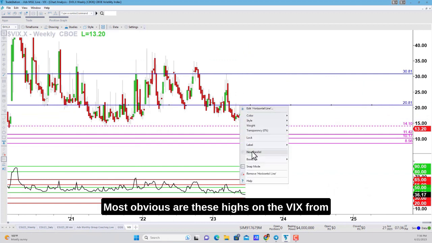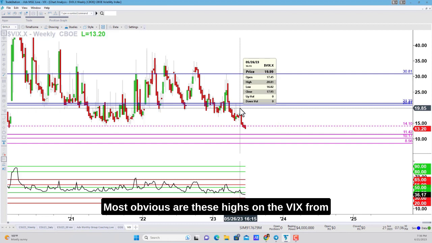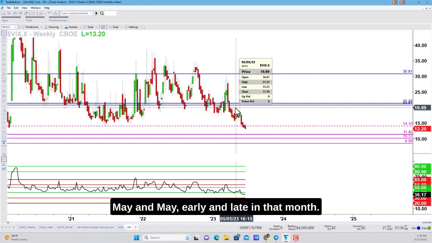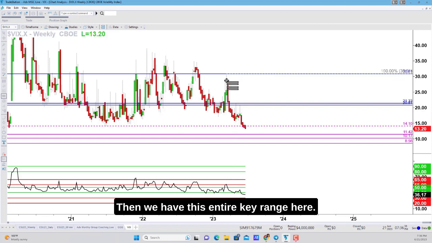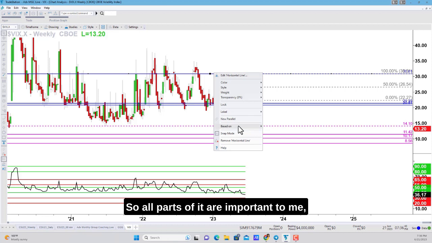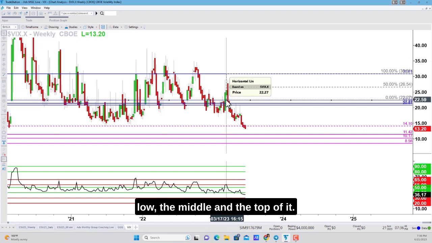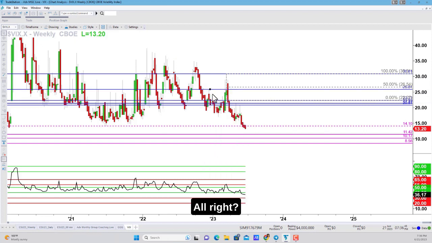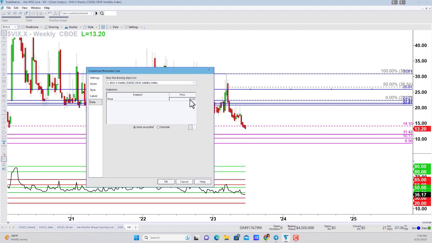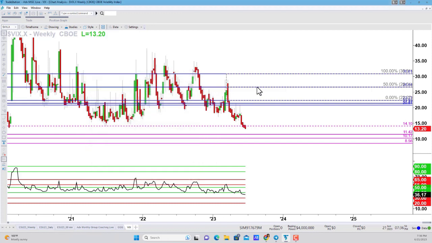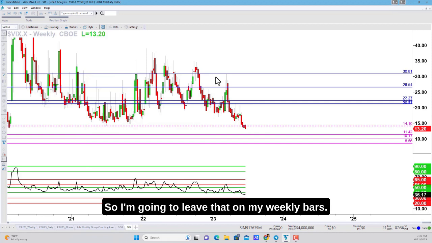Most obvious are these highs on the VIX from May, okay, early and late in that month. Then we have this entire key range here. So all parts of it are important to me. The low, the middle, and the top of it. All right. So I'm going to leave that on my weekly bars, but then go ahead and change this chart to a daily if I want to do deeper analysis.